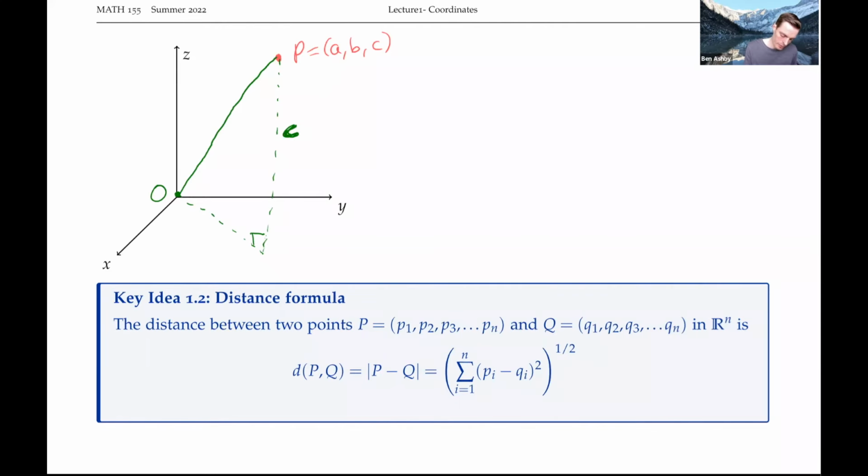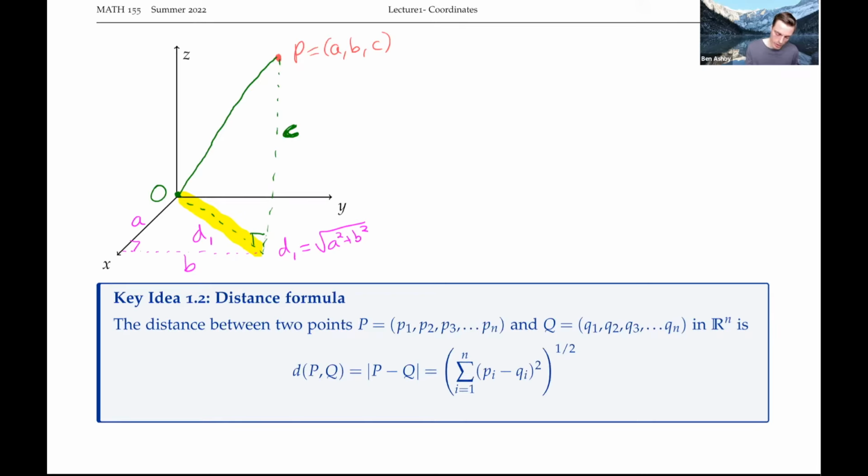What about the length of this diagonal line here? Well, if we call that, say, D1, well, D1 is just going to be a triangle itself in the plane. So we can make a right angle triangle here. And we know that it's going to be B units along in the y direction. And we know that it's going to be A units along in the x direction. So we know that D1 is going to equal the square root of A squared plus B squared.